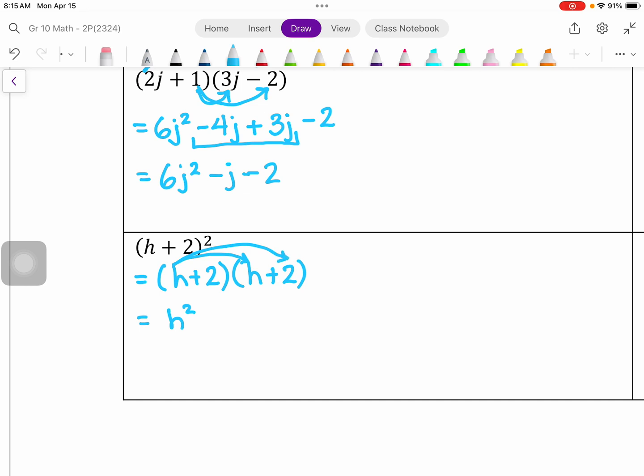H times 2 is a positive 2h. 2 times h is a positive 2h. And 2 times 2 is a positive 4. Plus 2h plus 2h is plus 4h. And then we have our plus 4. So that's how we multiply binomials together.